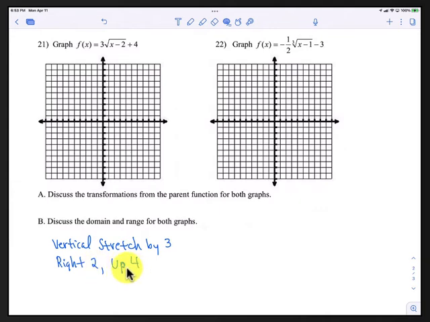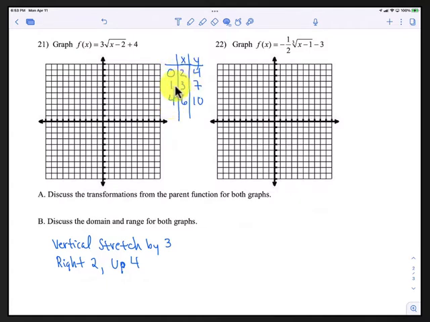All right, let's do a table for square roots. The original square root function would start with 0 and then 1 and then 4. Now because this has been moved to the right 2 units, we're going to be adding 2 to each one of these x values.